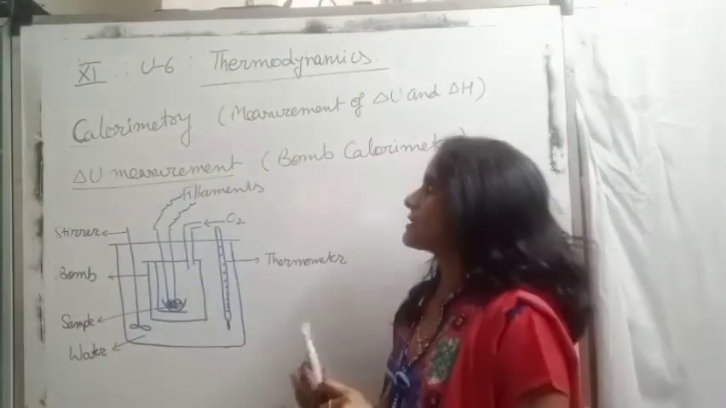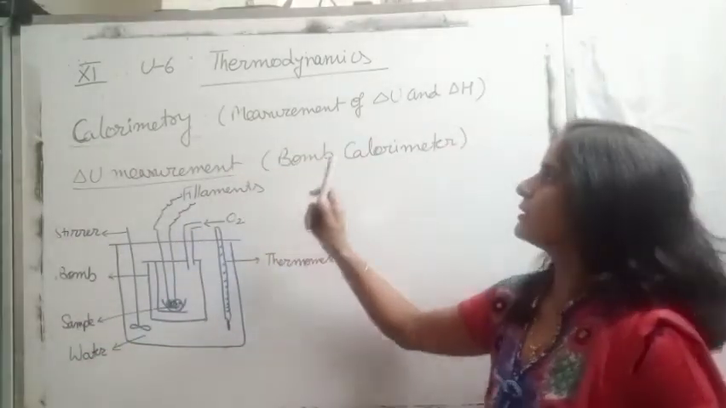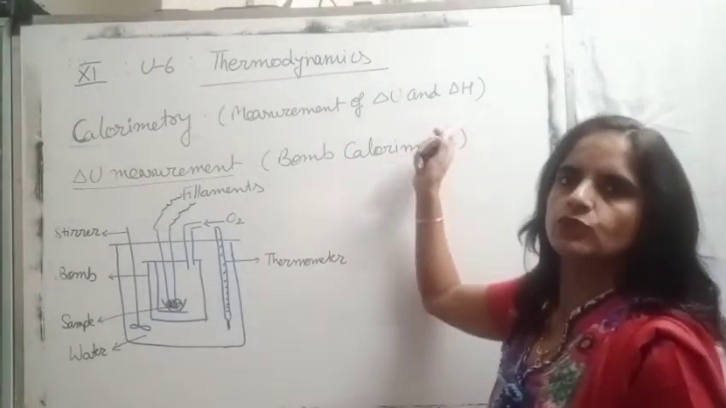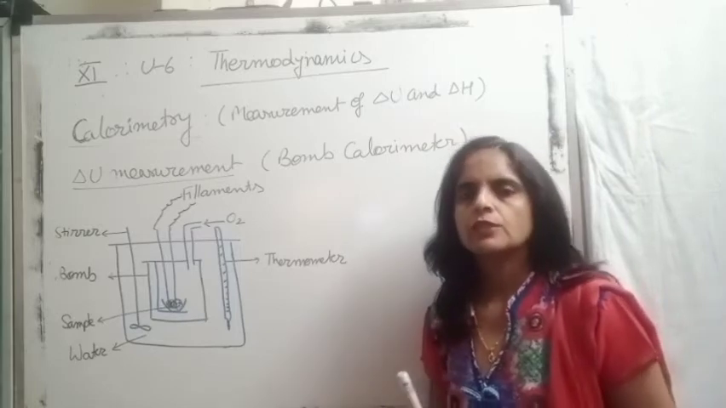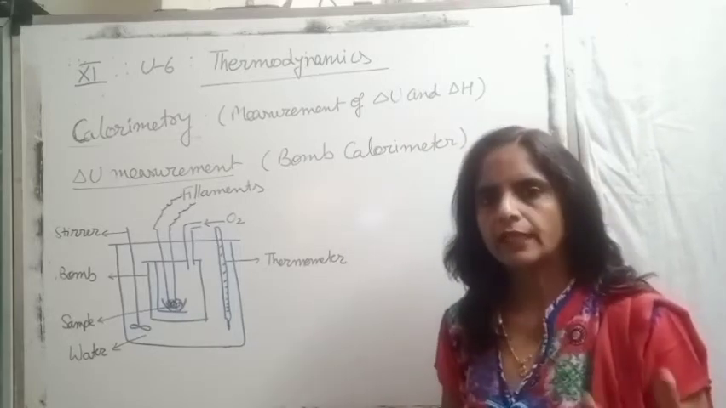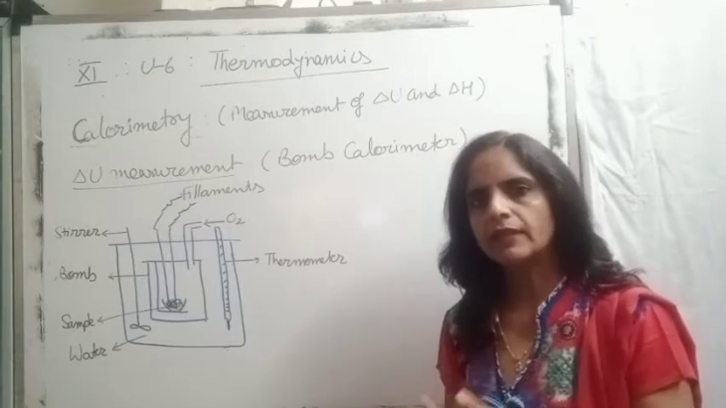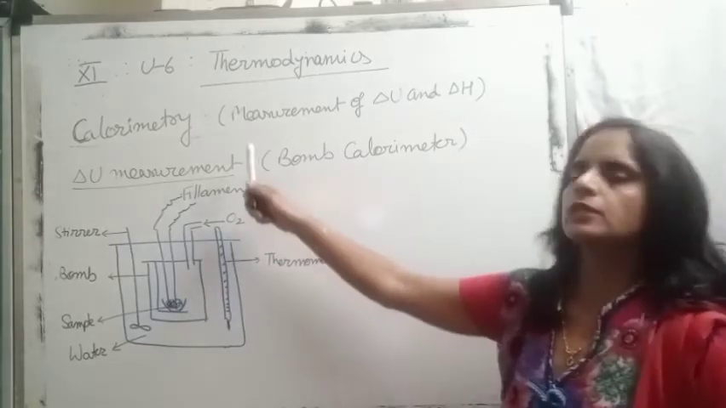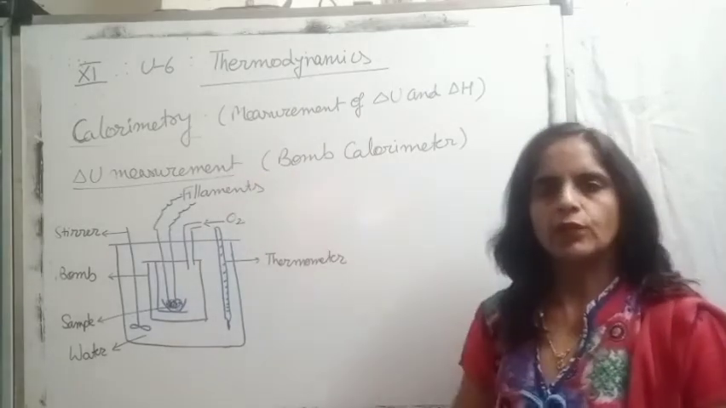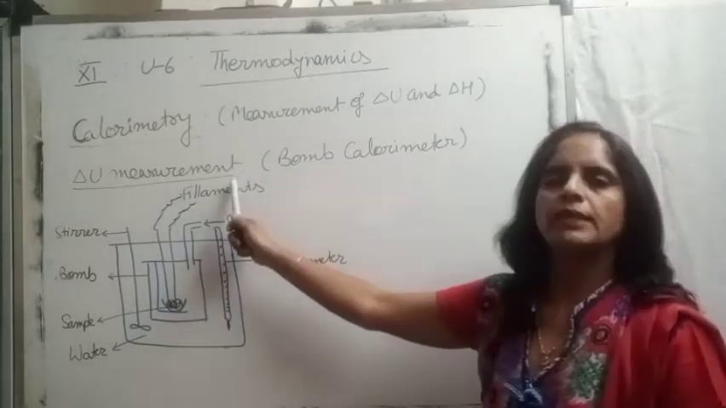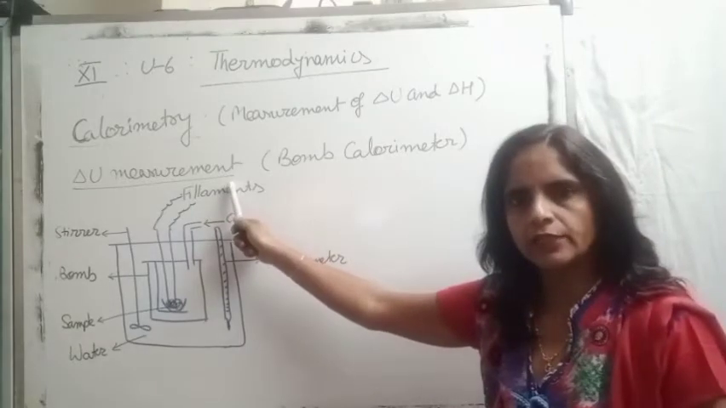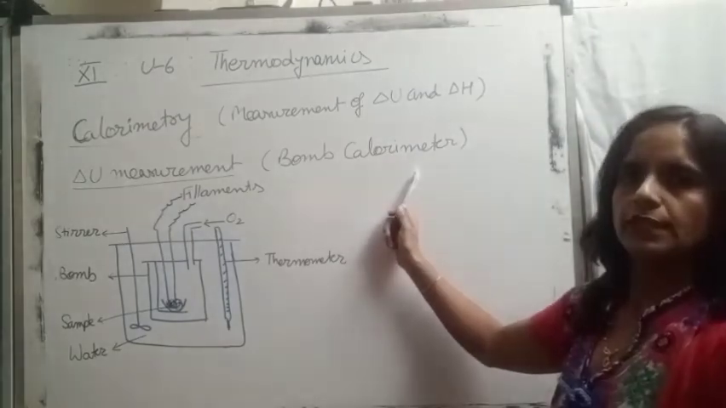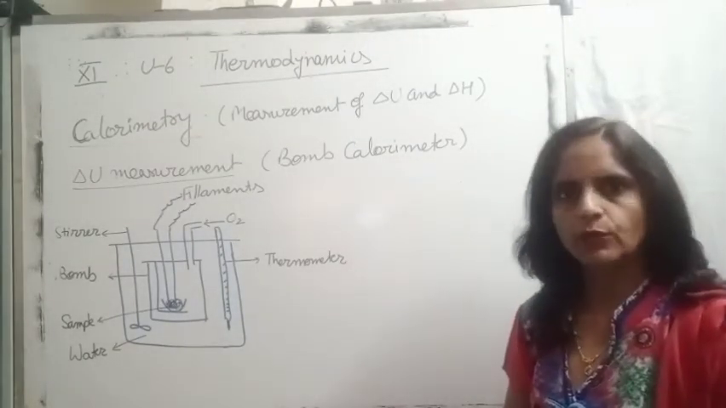Calorimetry is the method to measure change of internal energy and enthalpy change for any process. So if in any process we want to measure how much internal energy is changing and how much enthalpy is changing, then we use this branch, calorimetry. In calorimetry, first we measure the internal energy change in a process.